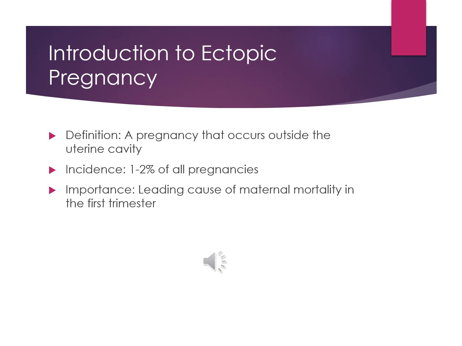Introduction to ectopic pregnancy. Definition: a pregnancy that occurs outside the uterine cavity. Incidence: 1 to 2% of all pregnancies. Importance: leading cause of maternal mortality in the first trimester.